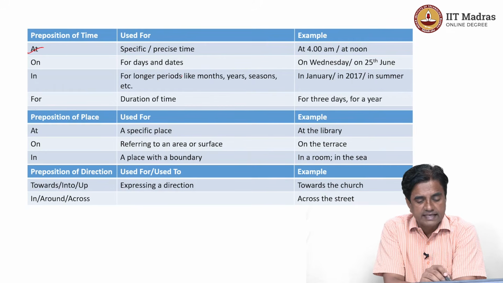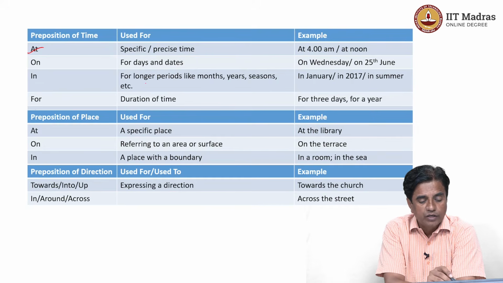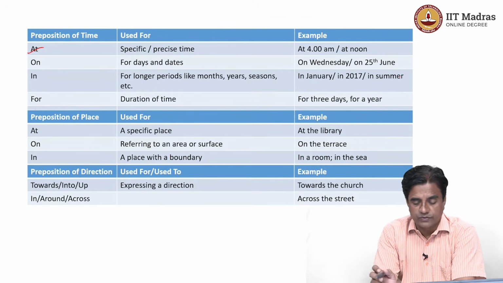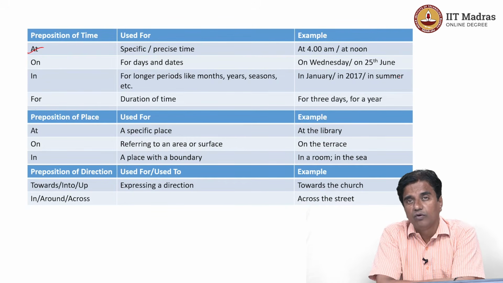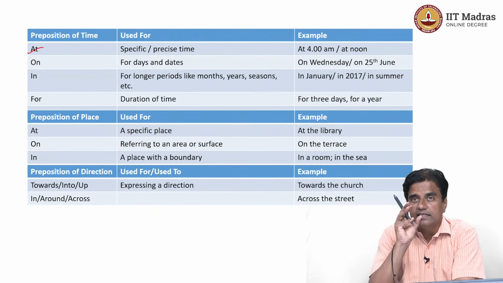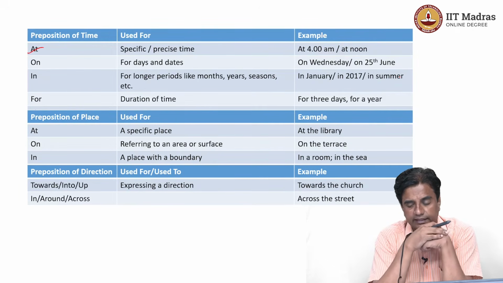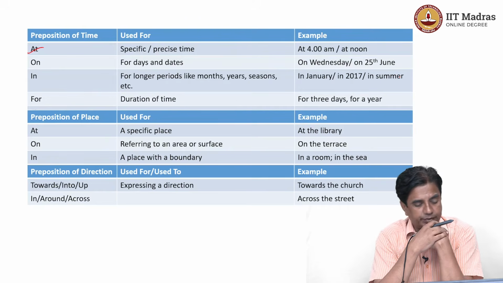"On" for days and dates. So on Wednesday or on 25th of June. We use "in" for longer periods like months, years, seasons, etc. Like in January, in 2017, in the summer, and so on. We also use this preposition "in" when we mean something is contained inside a bigger thing. Then we use "in", like in the box, in the house. We use these kinds of prepositions as well.